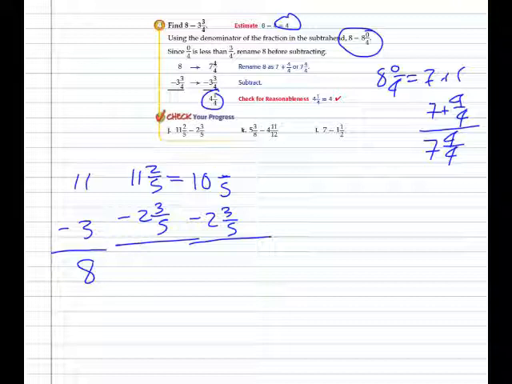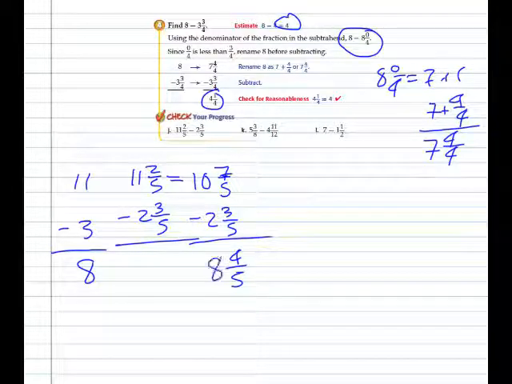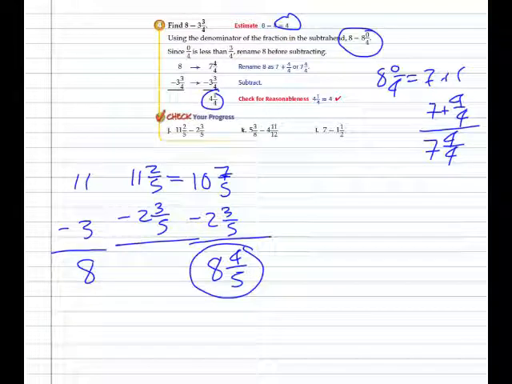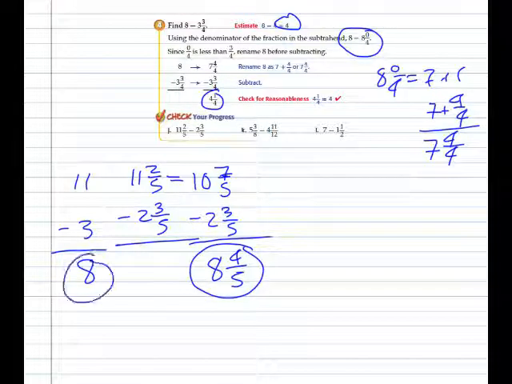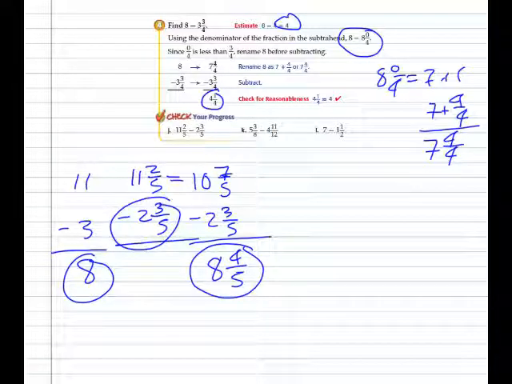Actually, I made a mistake up here. This is not 8/5. This is 7/5. Can't read my own writing. 7 minus 3 is 4. Keep the denominator. 10 minus 2 is 8. 8 and 4/5 would be my exact answer. Reasonably close to my estimate of 8. Should have probably rounded this one down.